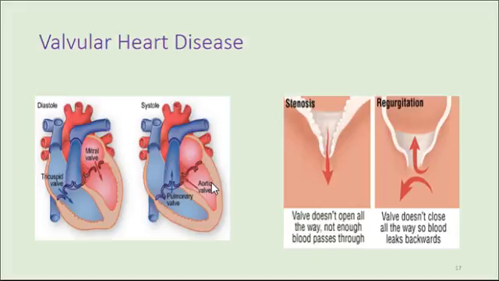It can be congenital valve disease that happens before birth. The valve, often with congenital, is an abnormal size, or the leaflets don't form right, or they're abnormally attached to each other. These congenital ones are more common in the aortic and pulmonic valves.